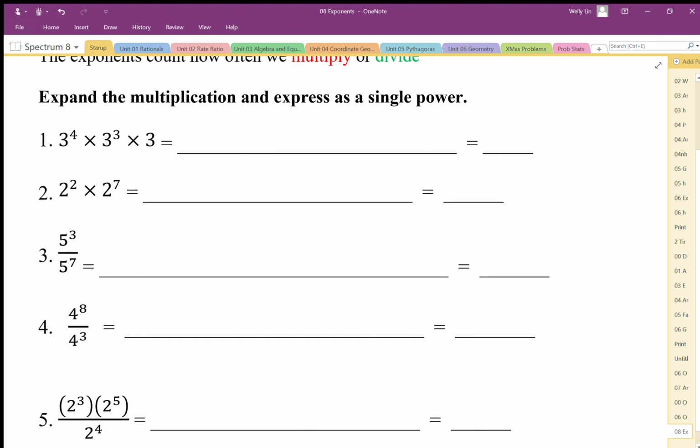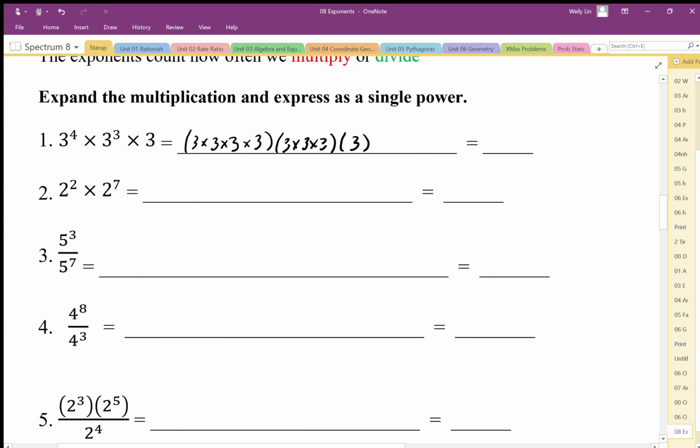So here we're expected to expand this multiplication, and then we can rewrite this as a single power. So I have 3 to the power of 4, so it can be written as 3 times 3 times 3 times 3 times 3 to the power of 3, which is 3 times 3 times 3 times 3. It's all connected by multiplication, so that's very important that we check that. So it's all connected by multiplication, so I can just count up the multiplication.